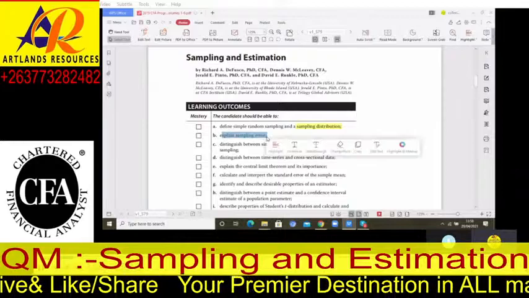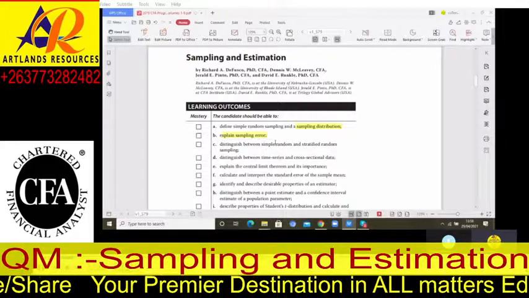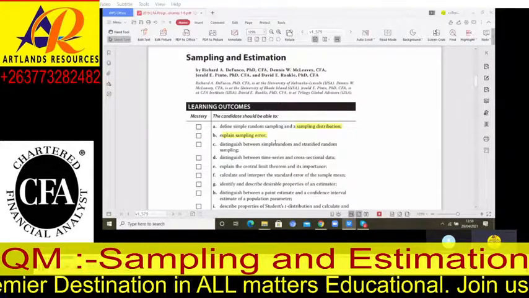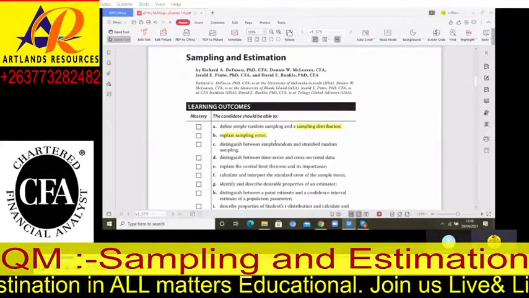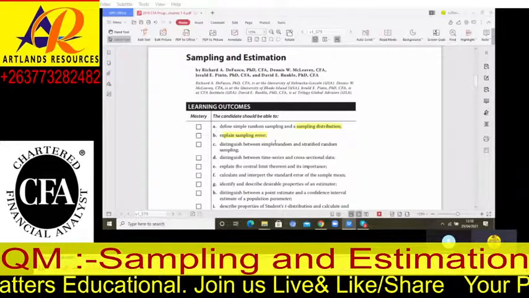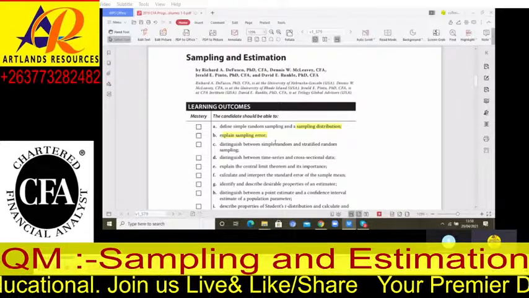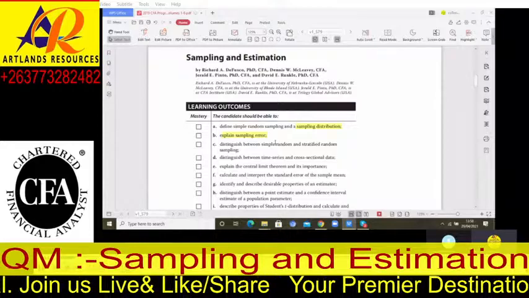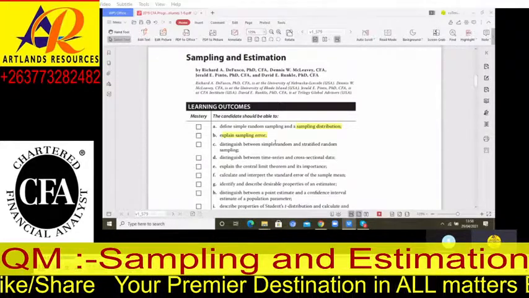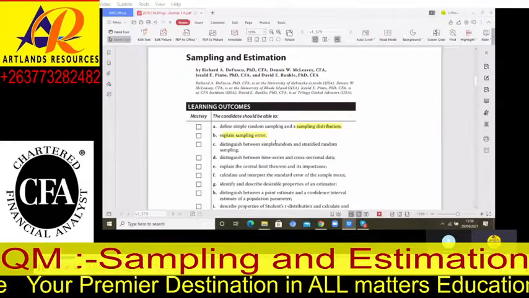Sampling error is where you draw conclusions about a population using sample results which are not representative. So when you want to make conclusions from sample results, ensure that the sample itself is representative, to mitigate the chance of this issue which we refer to as sampling error.